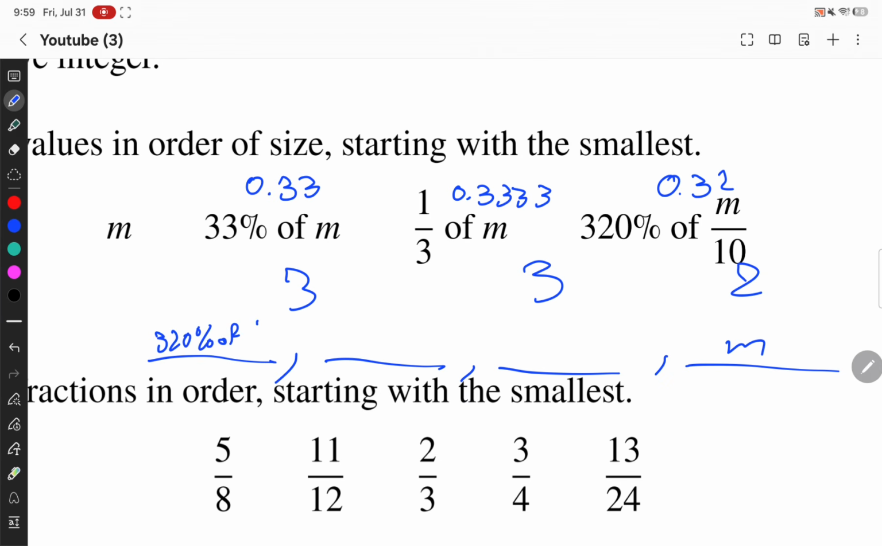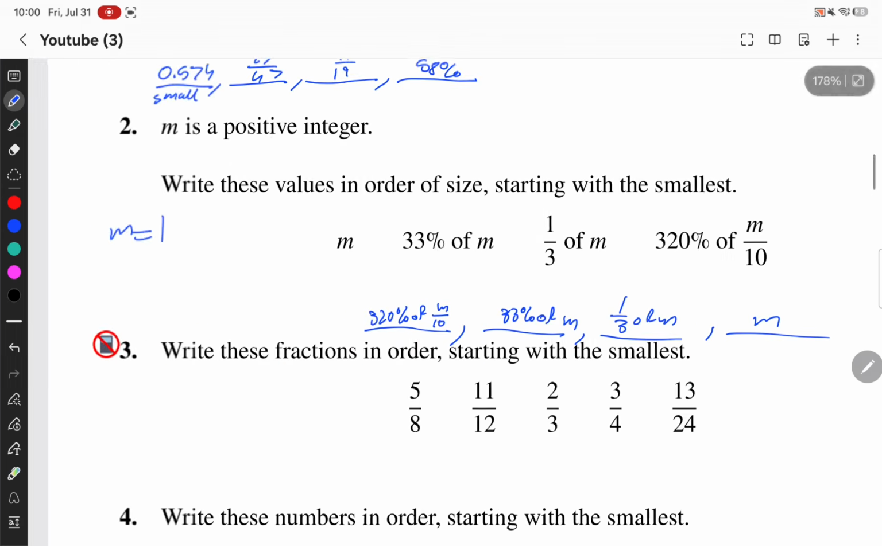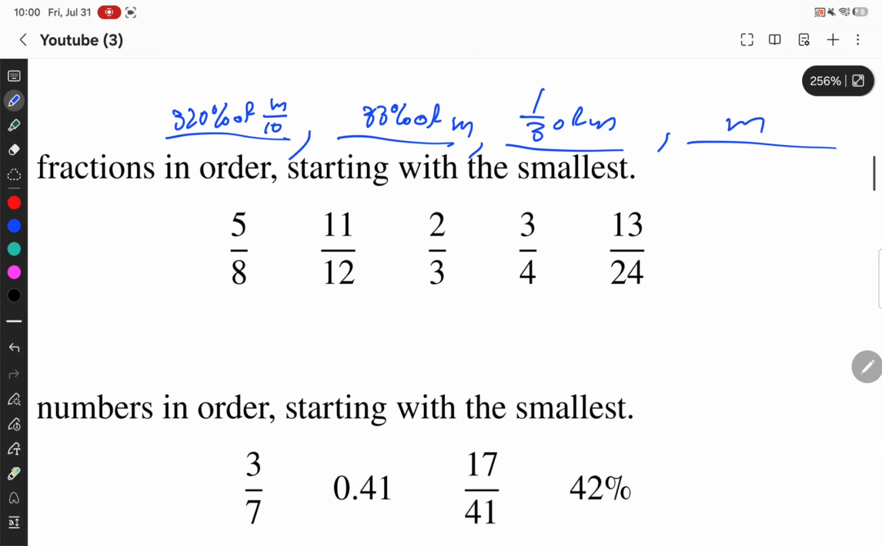320% of m over a tenth, and you can ignore this. Now the next digit, this is 0 and this is 3, meaning this is in here, 1/3 of m, and the last one, 33% of m. Very cool. I hope you guys understand how I'm doing this.